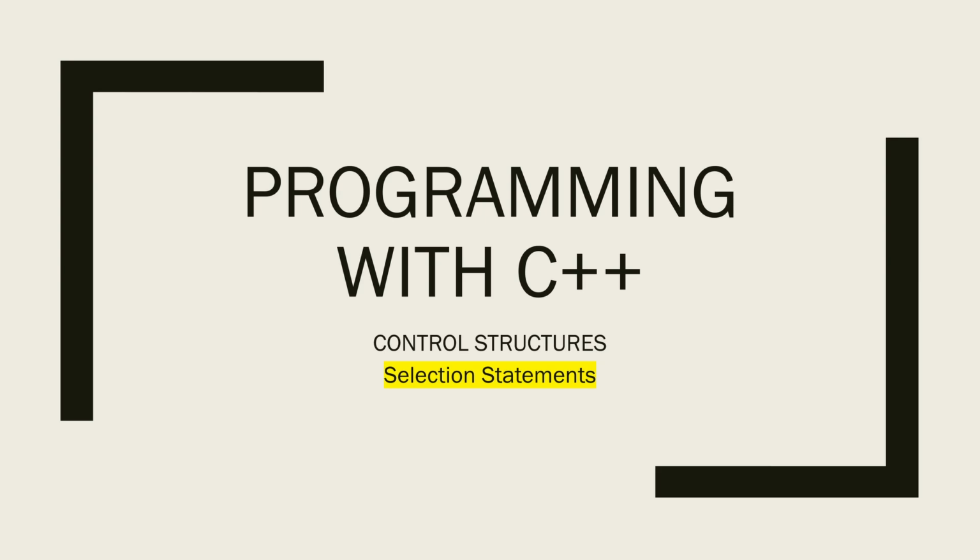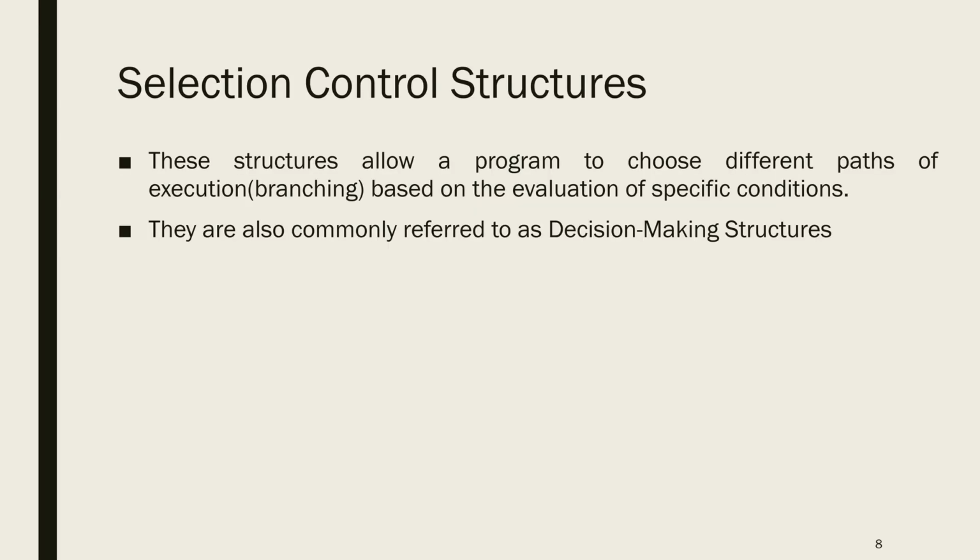Selection control structures, also known as branching statements or conditional logic, are the structures that allow you to choose different paths in your program. In other words, these structures allow you to select some instructions to execute and some not to execute based on a condition that you set. Because of this, selection control structures are also commonly referred to as decision-making structures. They allow you to take decisions in your program.